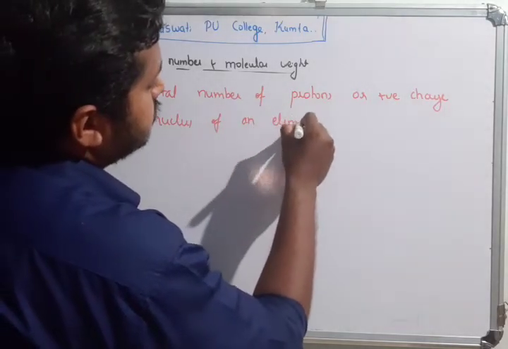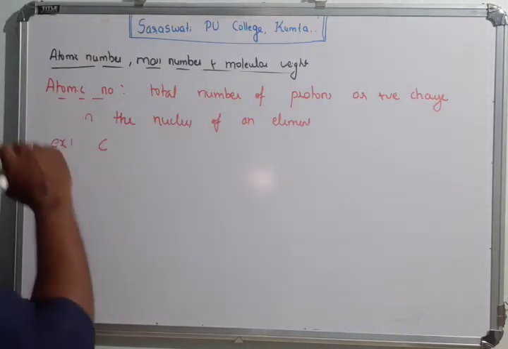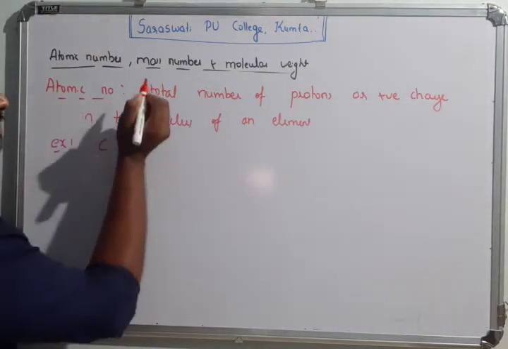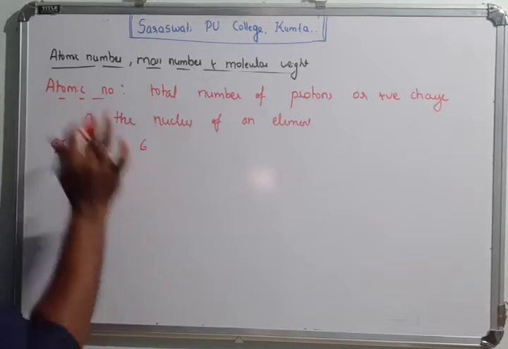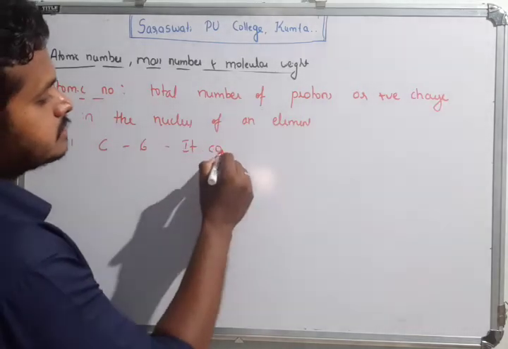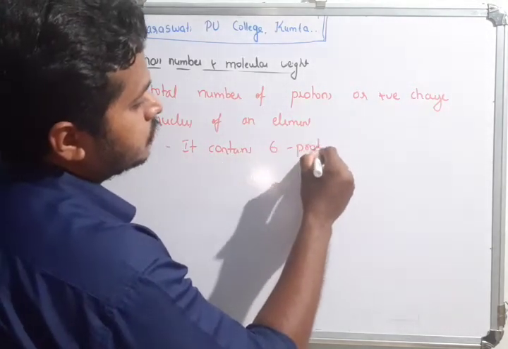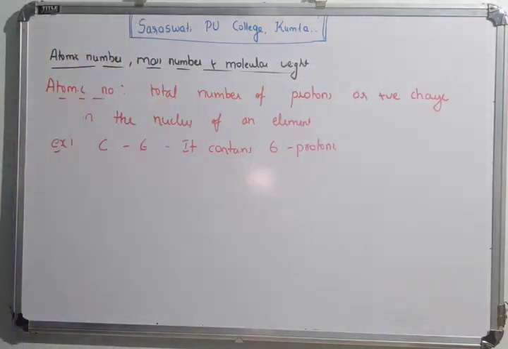So that is what you call the atomic number. For example, if I say the atomic number of carbon is 6, what do you mean by that? It contains 6 protons in the atomic nucleus.